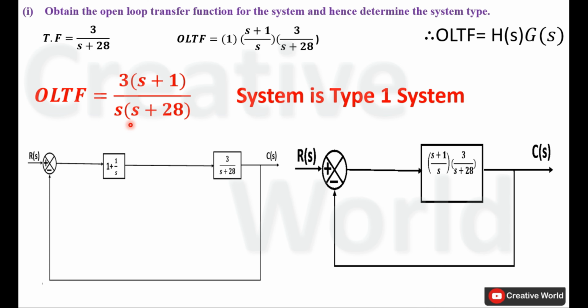Now we will move to the second part. In this part, it is asked to determine the position error constant Kp, velocity error constant Kv and acceleration error constant Ka for the system. We have the open loop transfer function of the system, 3 into (s plus 1) divided by s into (s plus 28), and we also know the system type is type 1.